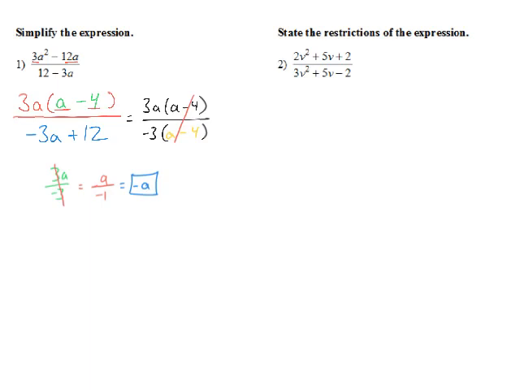All right, next. State the restrictions of this expression. Well, the restrictions are what makes the bottom 0. You don't even care about the top. It doesn't make anything for restrictions. Restrictions are the excluded values that cause issues, so that's the bottom here. So what we're going to do is we're going to factor the bottom to do this.